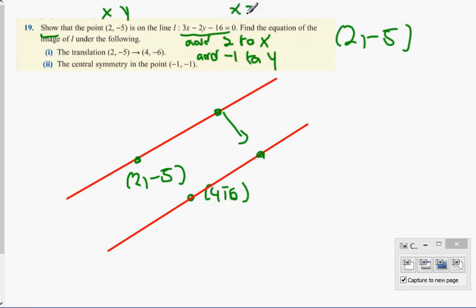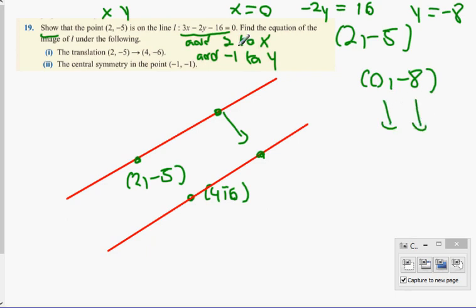If x equals 0, what's the y value? We're going to get -2y equals 16, y equals -8. So there's another point on that line, 0, -8. And if 0, -8 undergoes the same translation, what will happen to it?